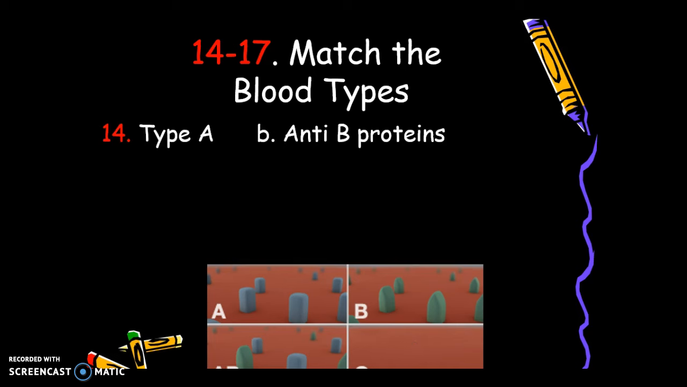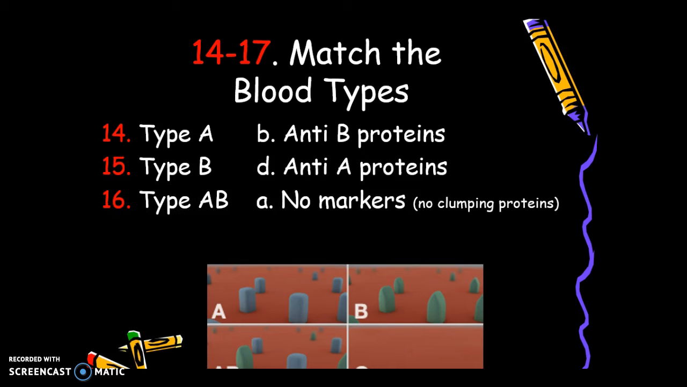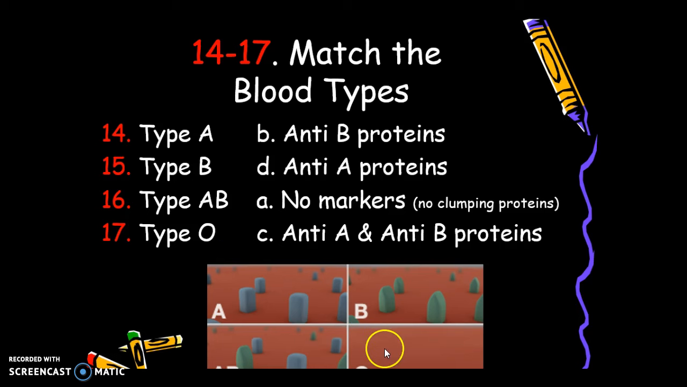14 through 17 is matching. So today we said that type A blood has anti-B proteins, type B blood has anti-A proteins, and type AB blood has no markers in its plasma because it has both markers or proteins on its red blood cells. So it doesn't have to hate anybody. It will just take everybody. Whereas type O, this blood type doesn't have any markers, nothing on its blood surface. Therefore, it's got an army protecting it against these guys. So they're going to have anti-A and anti-B proteins in their plasma. But don't worry, because over half the population is type O blood.